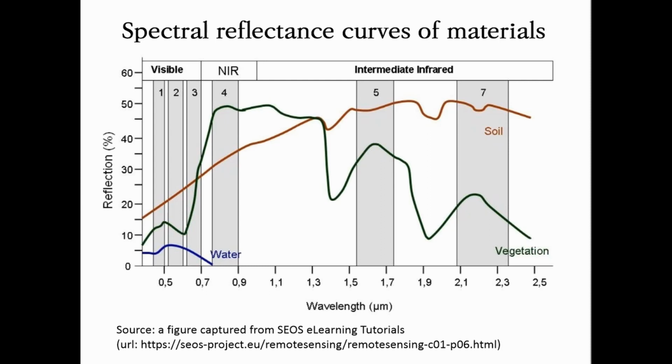This graph indicates the spectral reflectance curves of various materials such as soil, vegetation, and water. In this graph, the visible bands, red, blue, and green, the near infrared band, NIR, and the intermediate infrared band have different wavelengths. This graph shows that each material is sensitive and also has different reflection on the different bands. This graph is widely used in the remote sensing field and is also very important for generating NDVI.